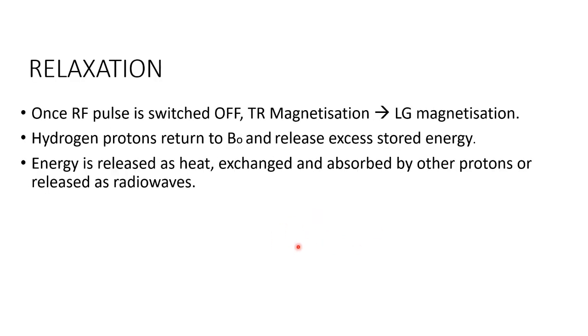So coming to the concept of relaxation, now the magnetization is shifted from the longitudinal axis to the transverse axis. When we switch off the radio frequency pulse, there will be no more extra energy given from outside. So the net magnetic vector changes its direction from the transverse axis back to the longitudinal axis. When that happens, hydrogen protons return to B0, the longitudinal magnetic field, and release excess stored energy. The energy is released as heat or exchanged and absorbed by other protons.